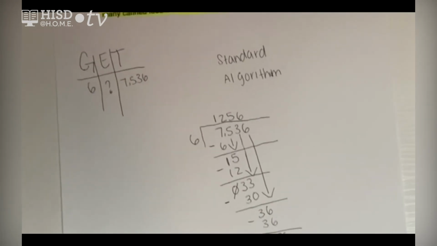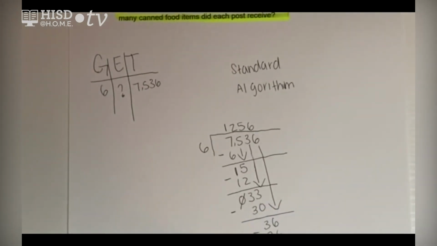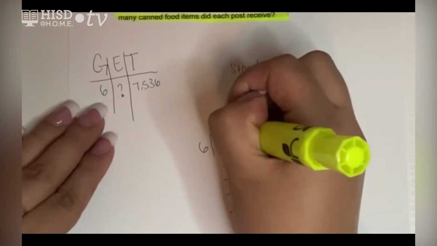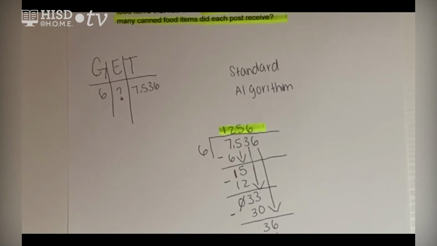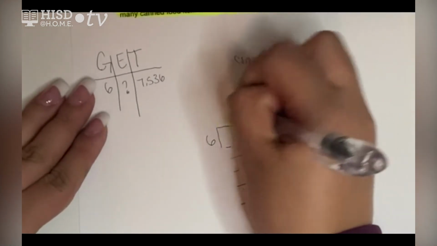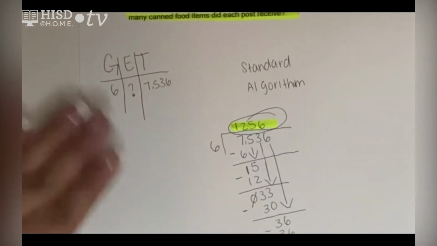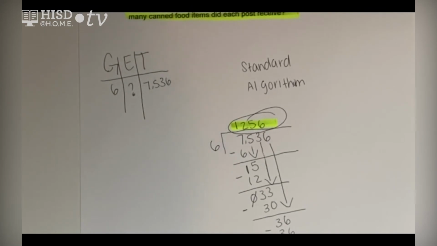And guess what, 4th graders? Your quotient, or your total, your answer, is this number right here at the top. So what is our answer, guys? Yeah, our answer is 1,256. This is our quotient. So that's how we do it with standard algorithm.